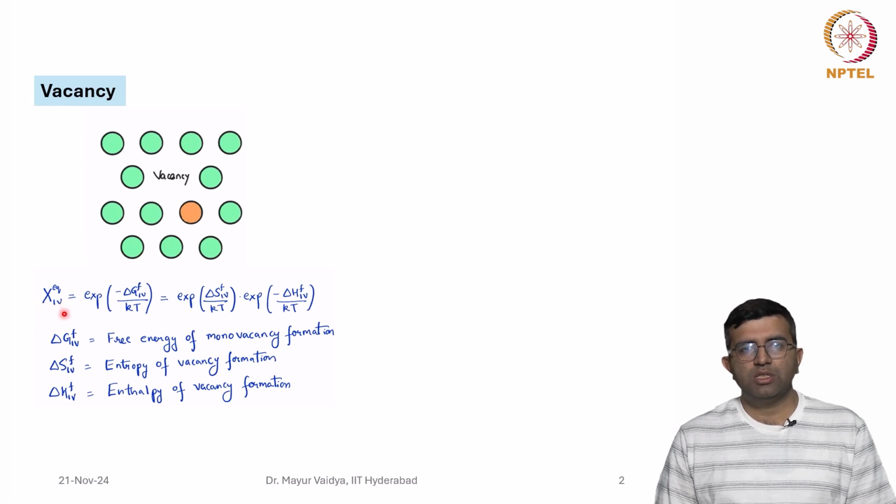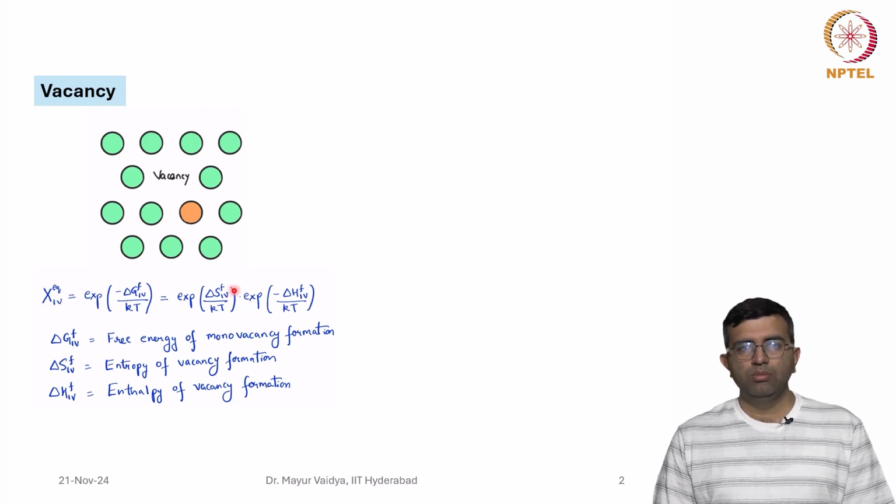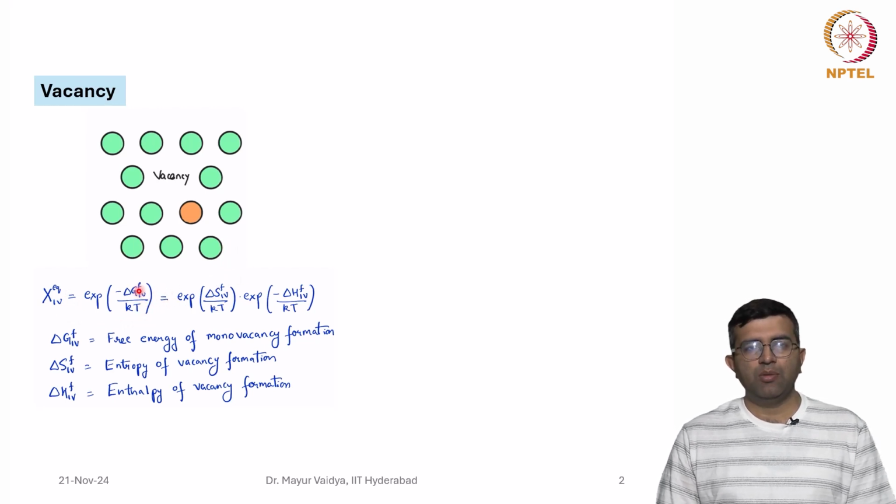And we have derived this relation, which is xv is equal to exponential of minus delta g_f by kT. The reason I put 1v here is because right now we are talking about the mono vacancy. This delta g can be written as delta h minus T delta s, and therefore it becomes exponential of delta s_1v^f, the entropy of vacancy formation, multiplied by exponential of minus delta h_1v^f by kT. Here I have written the free energy of mono vacancy formation.